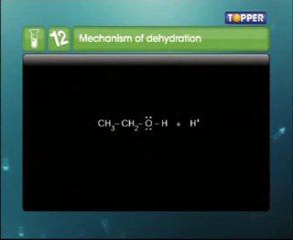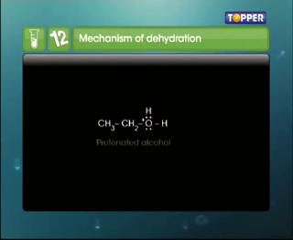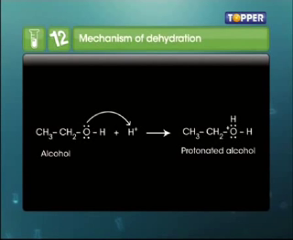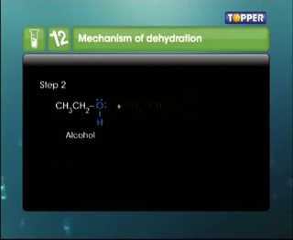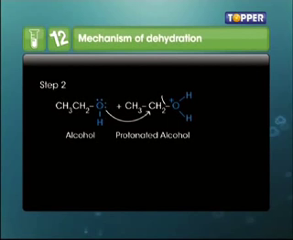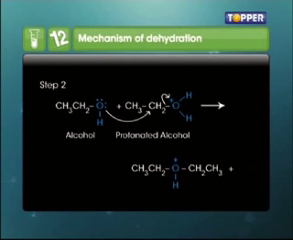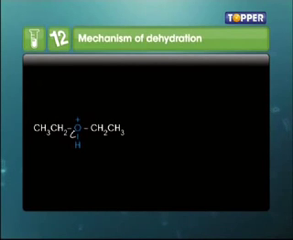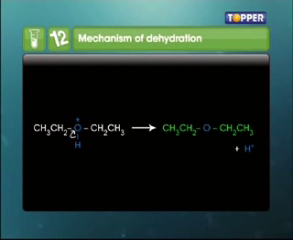Now that you know the reaction is bimolecular, let's study the mechanism of the reaction. Preparation of ethers by dehydration takes place by SN2 reaction. Let us now move on to a step-by-step breakdown of the reaction. In the first step, protonated alcohol is formed. In the second step, an alcohol molecule attacks the protonated alcohol. Then, the ether is formed.